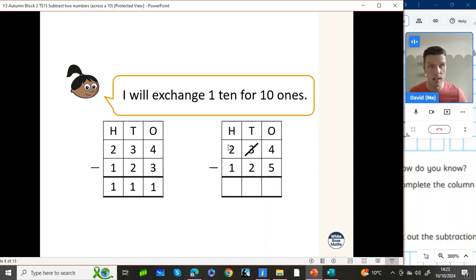And we're going to do exactly like we did before. So we're going to reduce our digit in the tens column by 1. So in this case, it becomes a 2. We write that just to the left-hand side of it and make sure it's smaller than the original digit. And then we put a little 1 next to the 4 to make 14. Now we can do our takeaway. So 14 take away 5 is 9, 2 take away 2 is 0, and 2 take away 1 is 1. So our answer is 109.